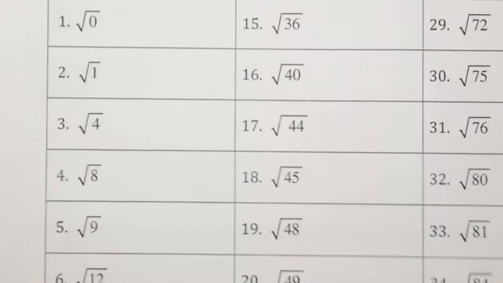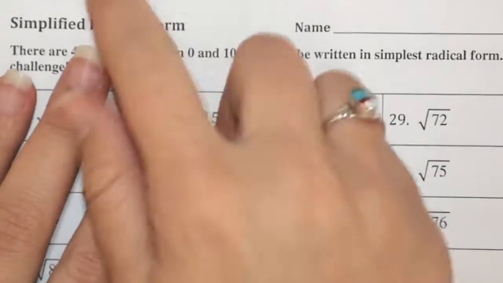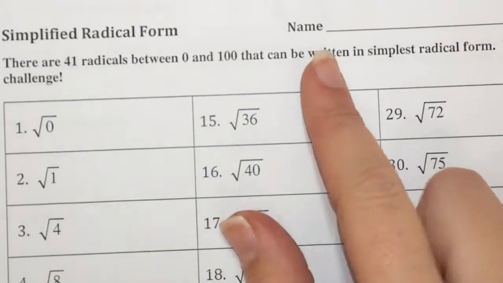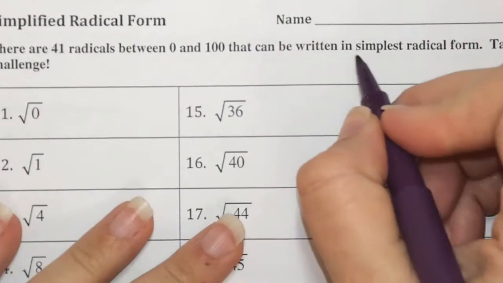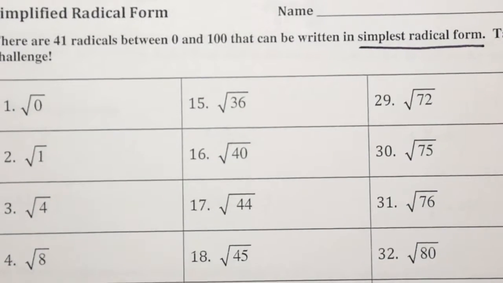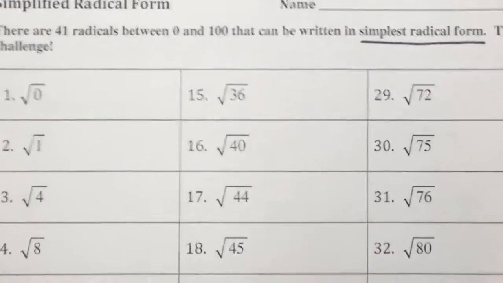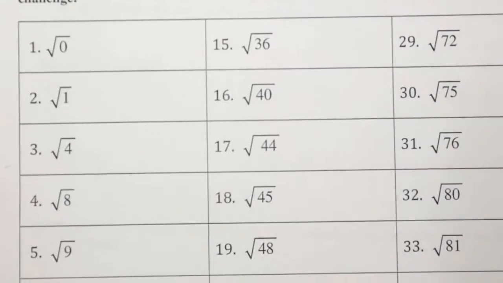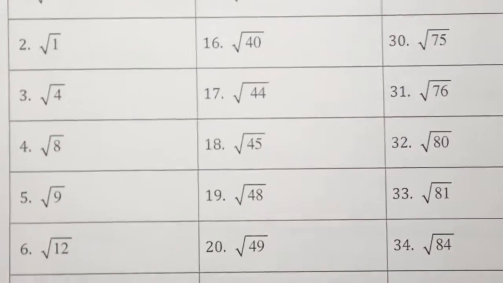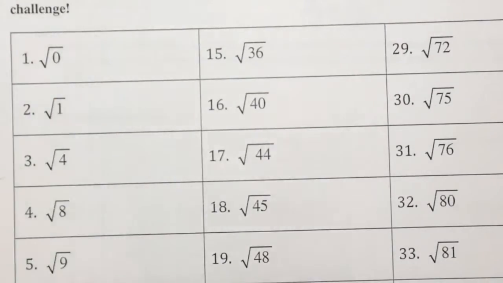What is happening? Okay, there are 41 radicals between 0 and 100 that can be written in simplest radical form. So this is the form that we've been doing, simplest radical form. Do not take the square root and get a decimal. I will not give you credit. Does everybody understand? Yes. Okay, now first, what's the square root of 0?